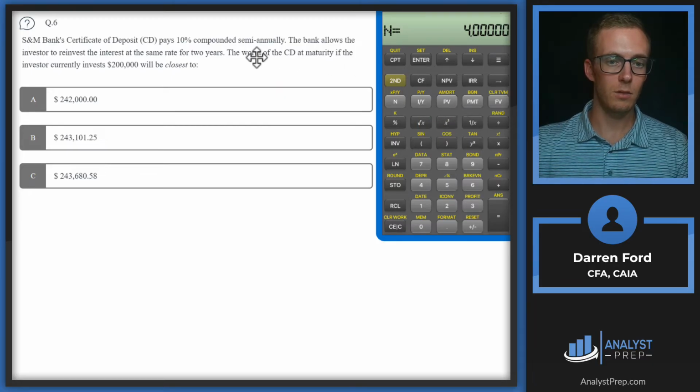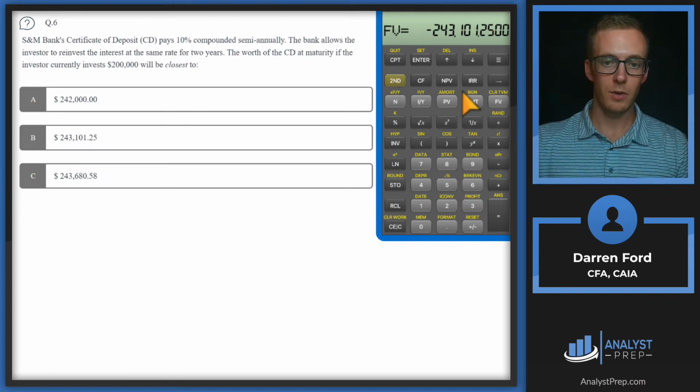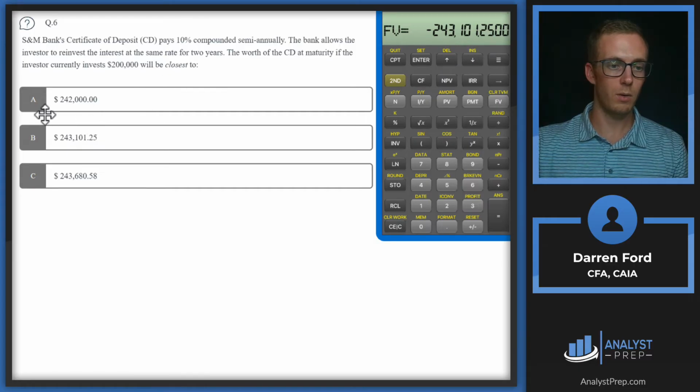Let's see. Worth of the CD currently is $200,000. That's going to be our present value number. And then it doesn't say anything about receiving coupon payments or anything like that, so our payment's going to be 0. Now we've got everything plugged in. Hit compute future value, and we can see we've got 243,101. We'll go with answer B.